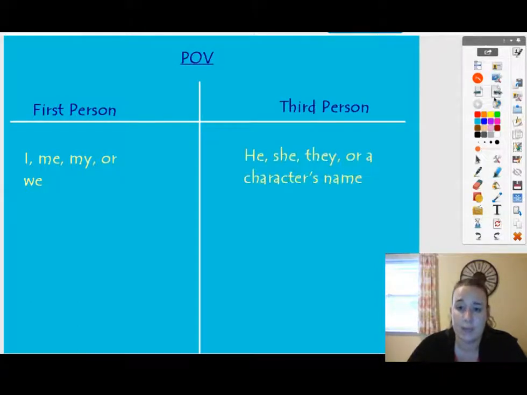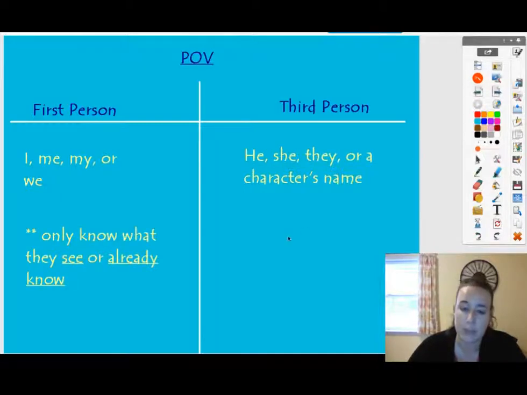Now, in third person point of view, you're going to see words like he, she, they, or a character's name. So it might be like, Sally went to the store and bought her favorite brand of bread. So we're looking for the differences in the words that they're using, the pronouns that they're going to be using throughout the story.